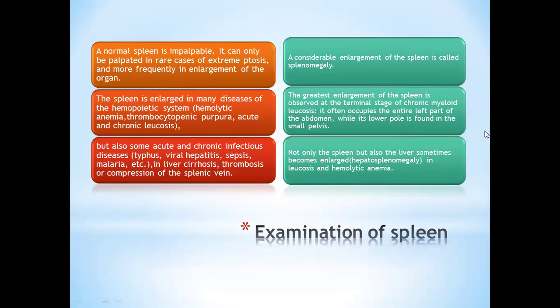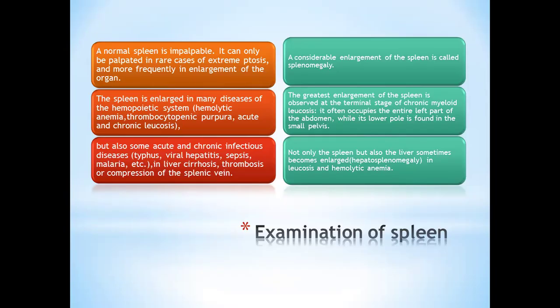Examination of the spleen is a very important part of the examination of the blood system. A normal spleen is impalpable. It can only be palpated in rarer cases of extreme ptosis and more frequently in enlargement of the organ.